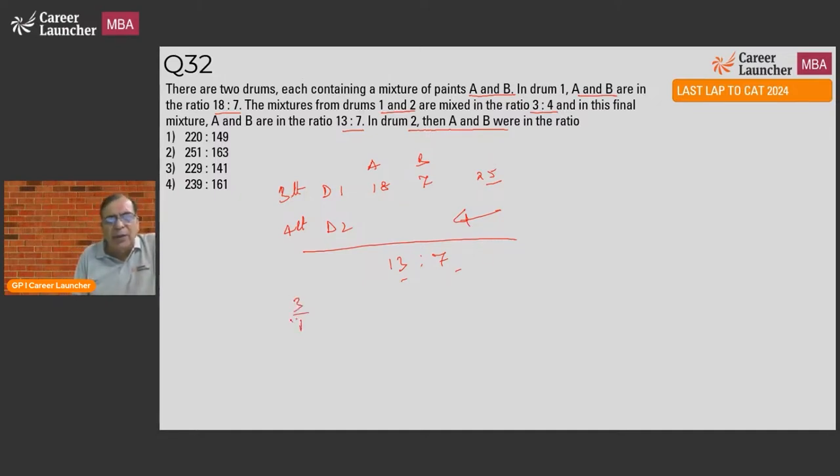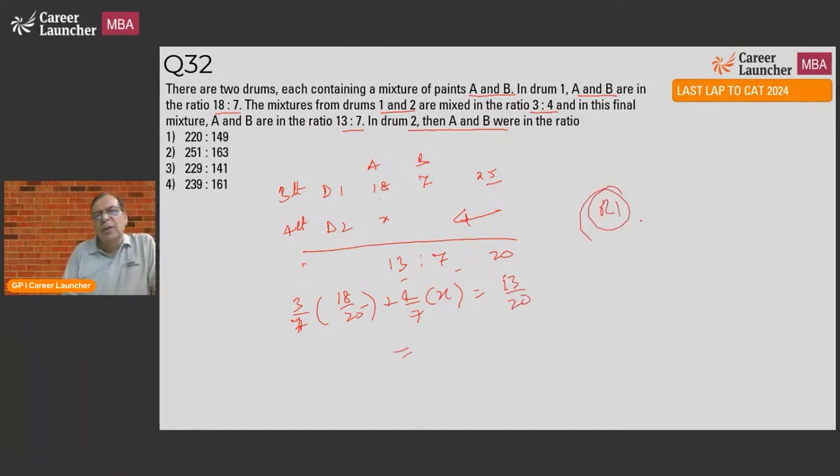For example, 3 by 7 of 18 by 25 plus 4 by 7 of x, which if I say this is x, should be equal to, this is 13 plus 7, 20, 13 by 20. So not a difficult task at all. Actually, when I said round 2, I was wrong. It should be a round 1 question.